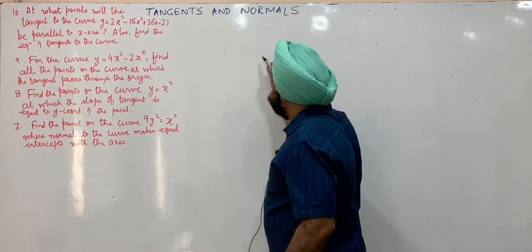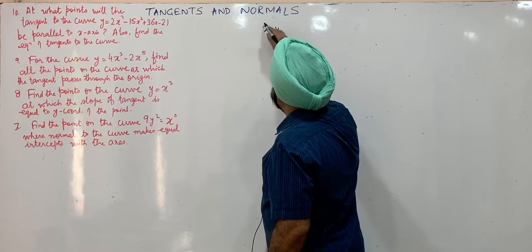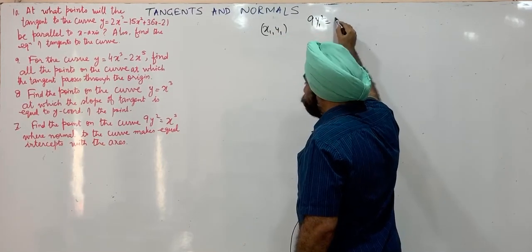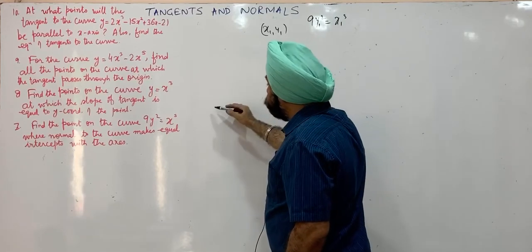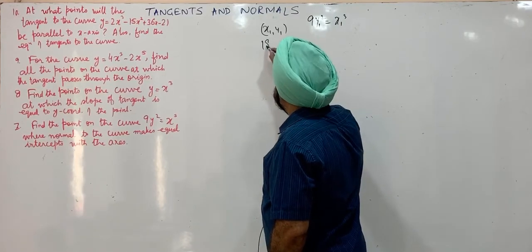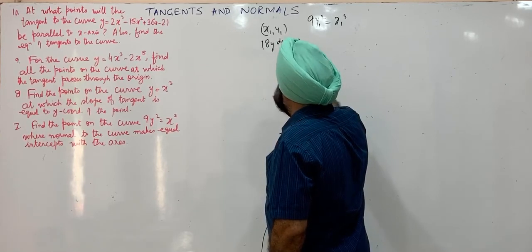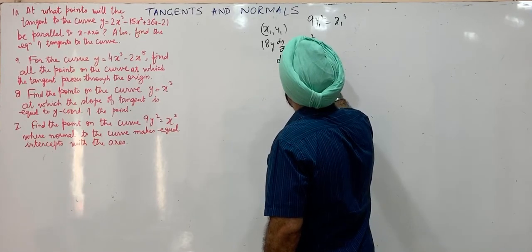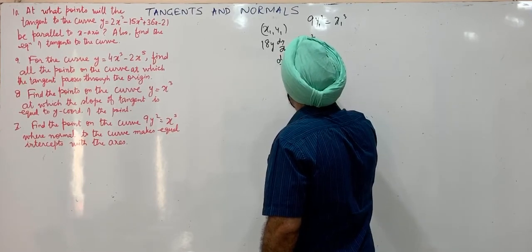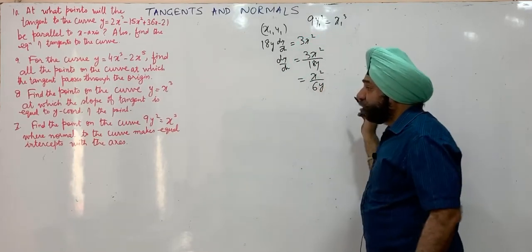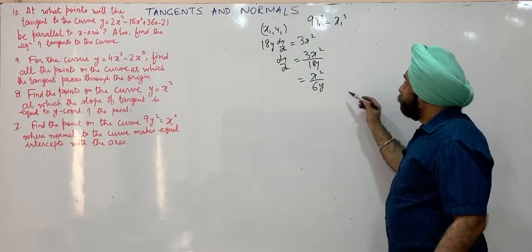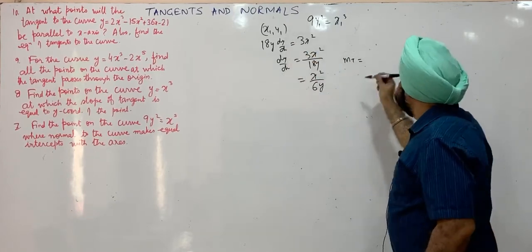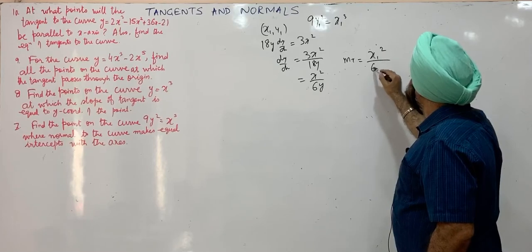So again, let the point on the curve be x1 comma y1. This point lies on the curve, so it satisfies the equation of the curve. Differentiating this, it's 18y into dy by dx equals 3x square, or dy by dx is 3x square upon 18y, or x square upon 6y. So slope of tangent, when we put this point here, is x1 square upon 6y1.